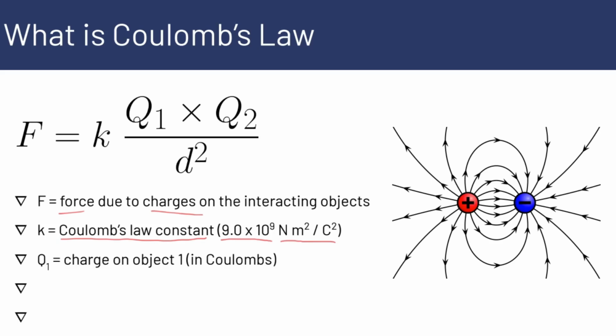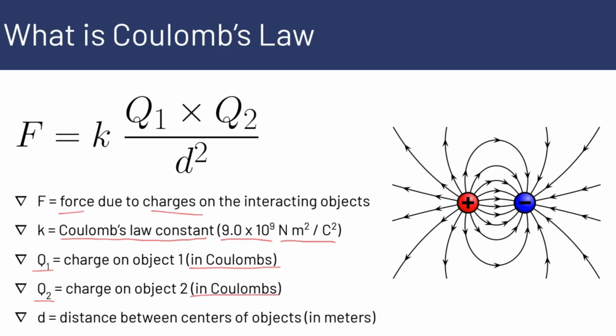Q1 is the charge on object 1, and that's in coulombs. Q2 is the charge on object 2, also in coulombs. And then D is the distance between the centers of the objects, and that is D squared. So the distance squared, the distance between the centers of the objects.